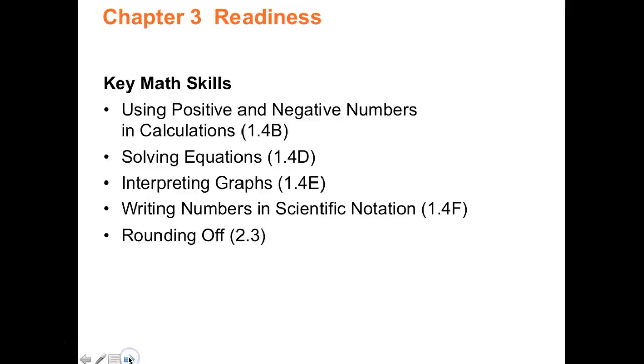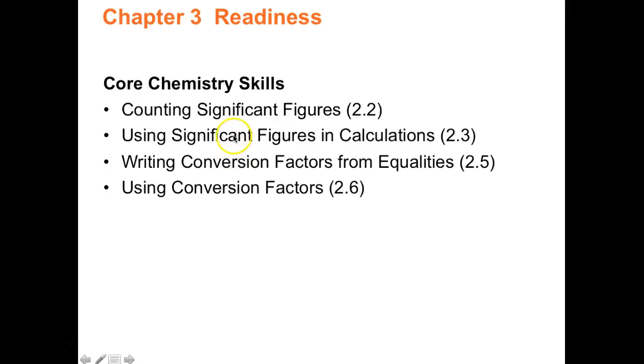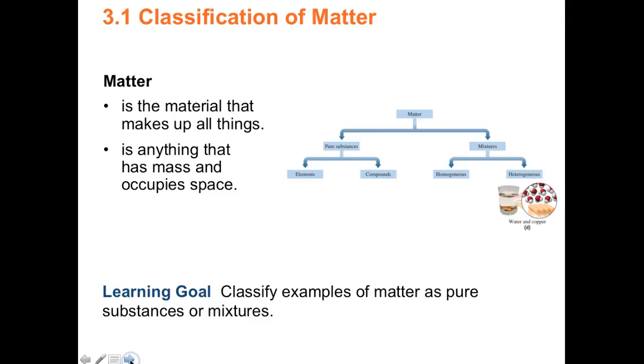Okay. All right, so some of the math skills that will be carried over, especially from chapters 1 and 2, are again positive, negative numbers, equations, interpreting graphs, scientific notation, and then the rules of rounding off. And then sig figs, and using those sig figs in calculations, as well as writing the conversion factors, which you learned from chapter 2, and then using those conversion factors in problem solving.